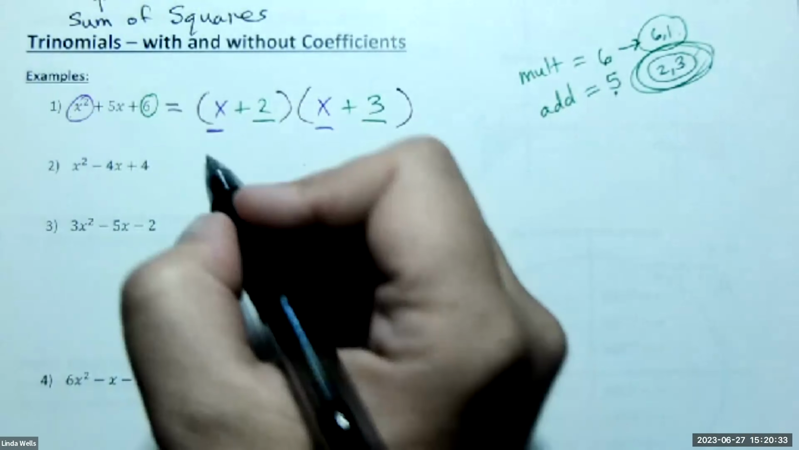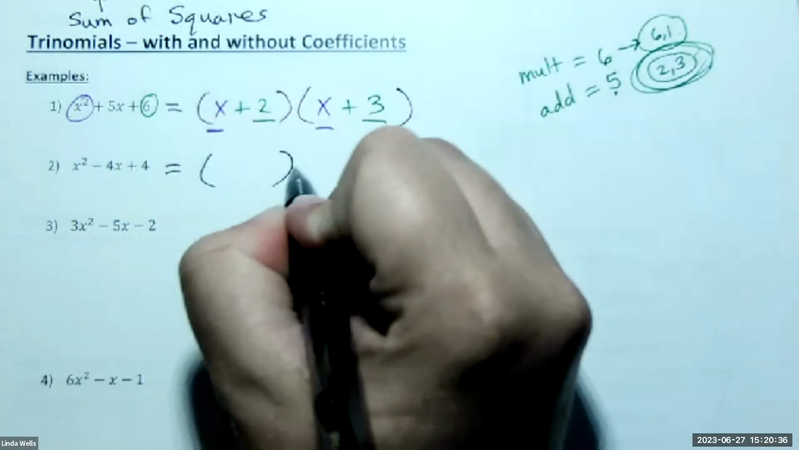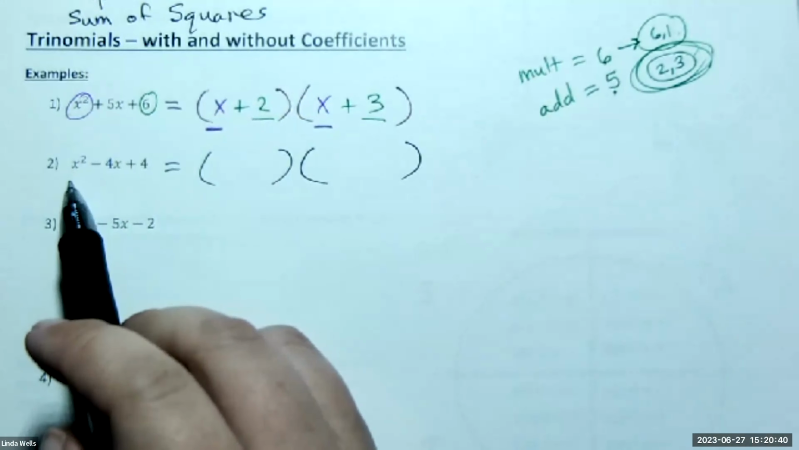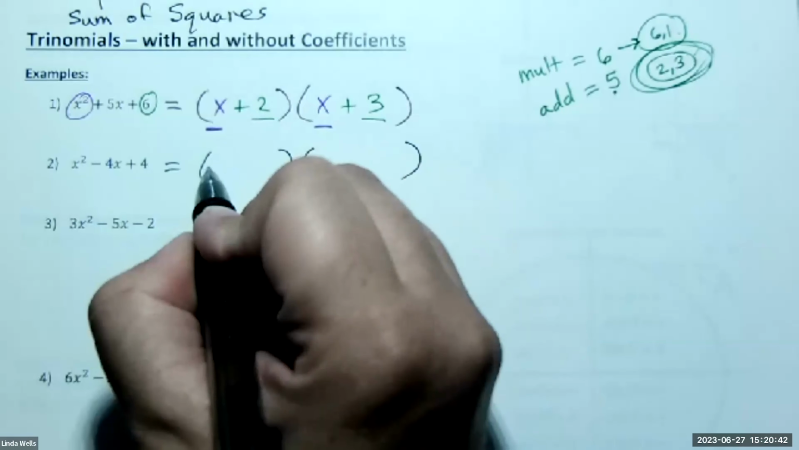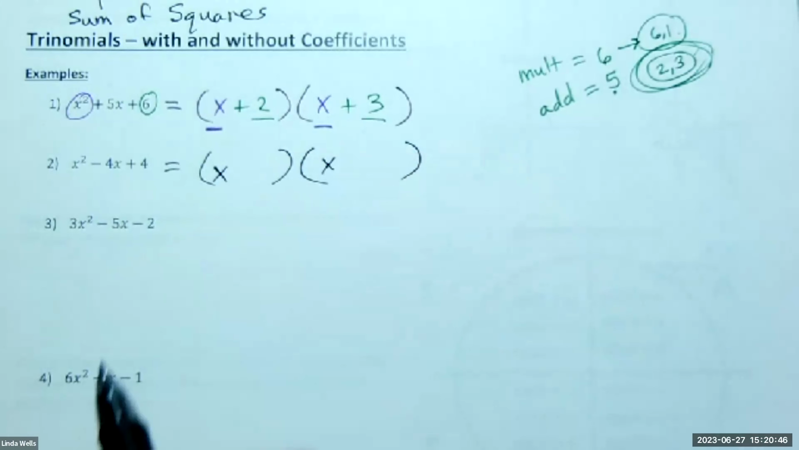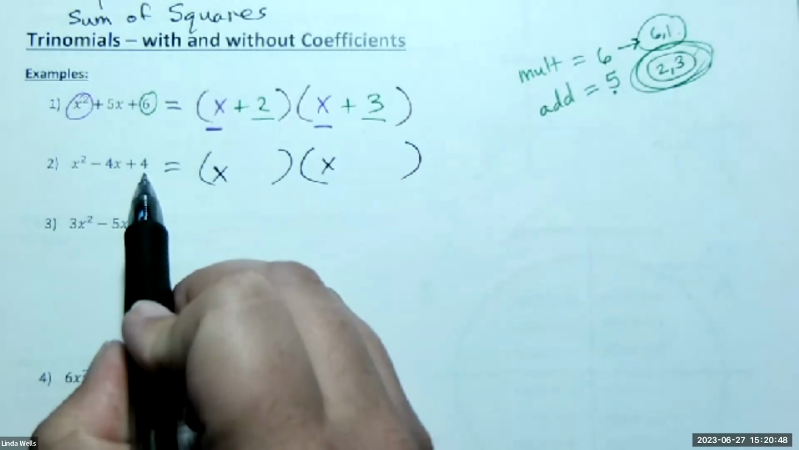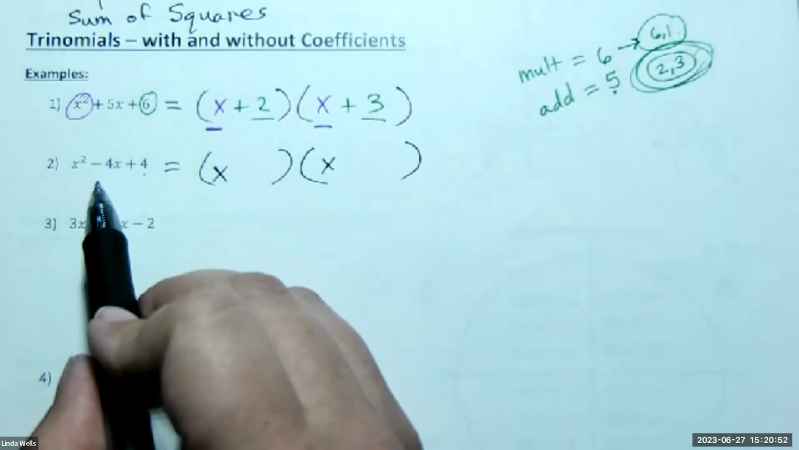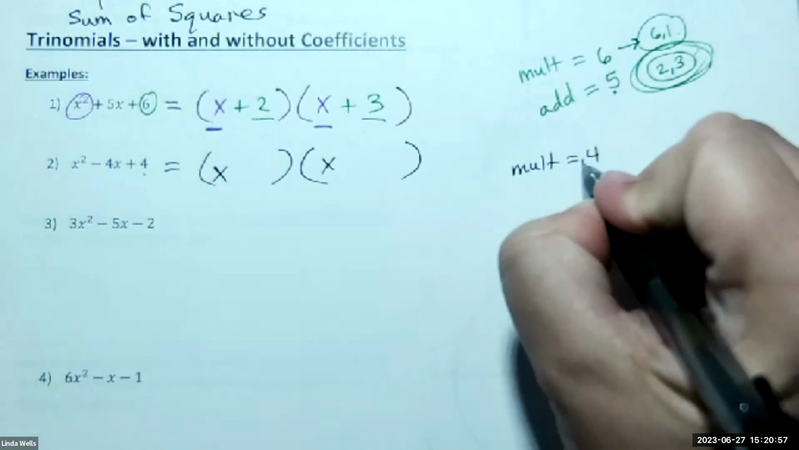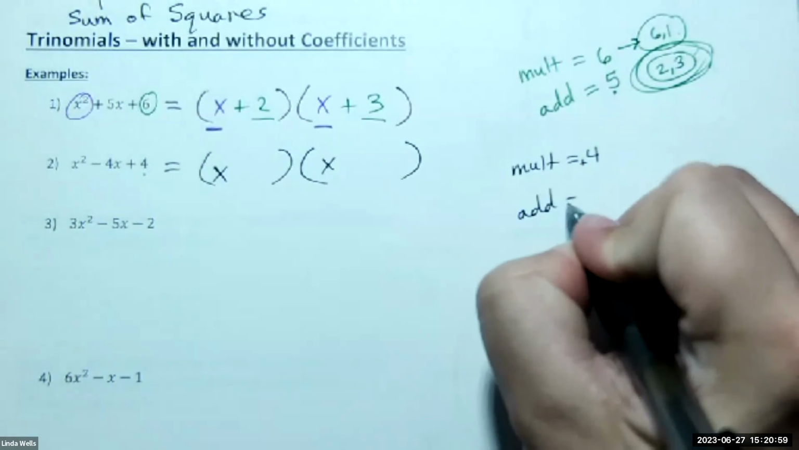Let's try another one. Two parentheses. The x squared breaks up into x and x. We need to multiply to be 4. Notice it's a positive 4, but we have to add to be a negative 4. So we need to multiply to be 4, positive. We need to add to be a negative 4.